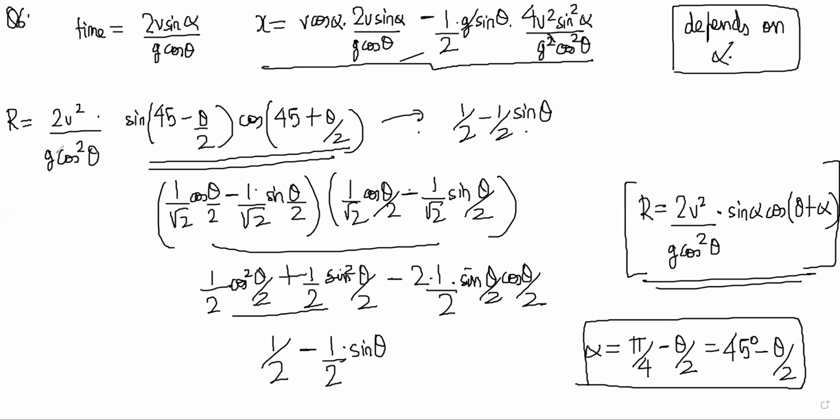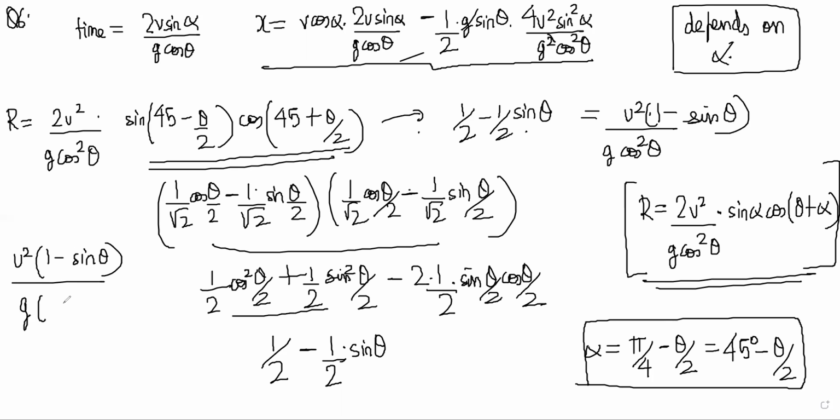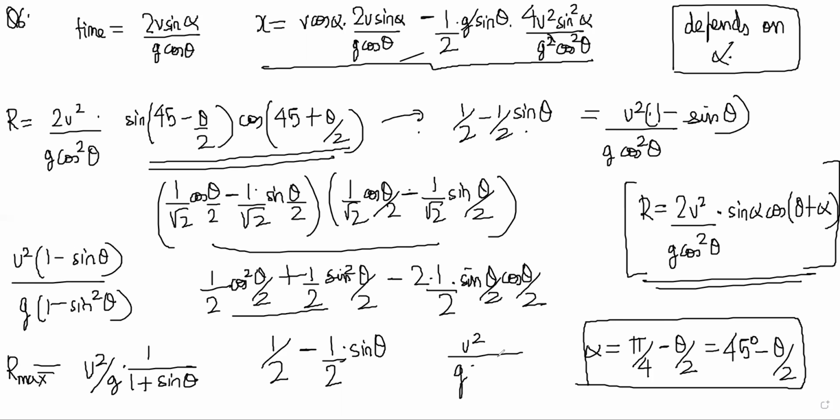So half will cancel with this, and so you'll get v square by g cos square theta into 1 minus sine theta, right? And that expression can be simplified further. V square into 1 minus sine theta by g cos square theta, where cos square theta can be written as 1 minus sine square theta. So your final answer for maximum range along the incline comes out to be v square by g into 1 by 1 plus sine theta. That is your final maximum range.